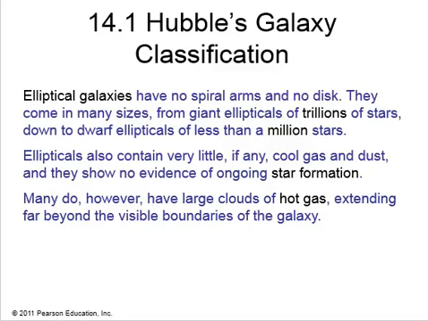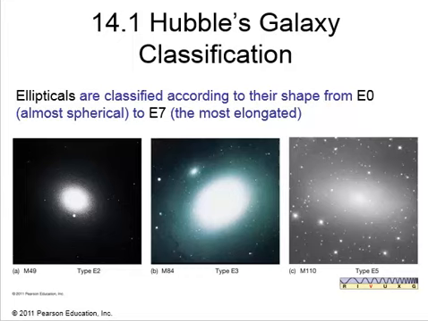Elliptical galaxies, as I said earlier, do have large clouds of hot gas that extend pretty far beyond the visible boundaries of the galaxy. Some of those gases can be picked up in ultraviolet and X-ray, sometimes gamma ray, but mostly ultraviolet and X-ray. These hot gases do exist in the spiral galaxies. Alright, taking a look at them through Hubble's classification, he gave 7 subdivisions for the ellipticals, based, of course, on their shape.